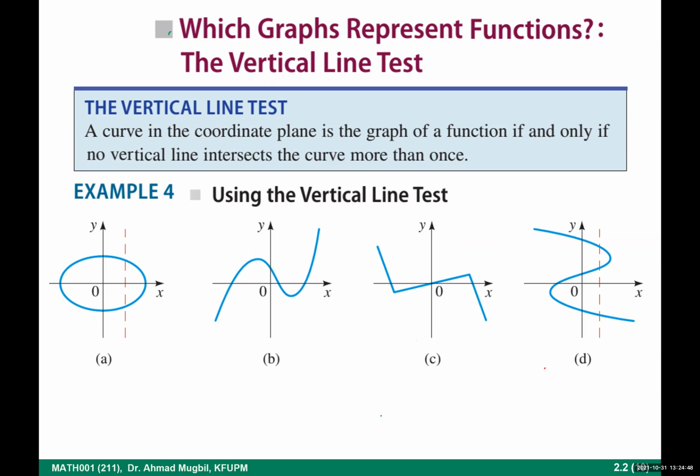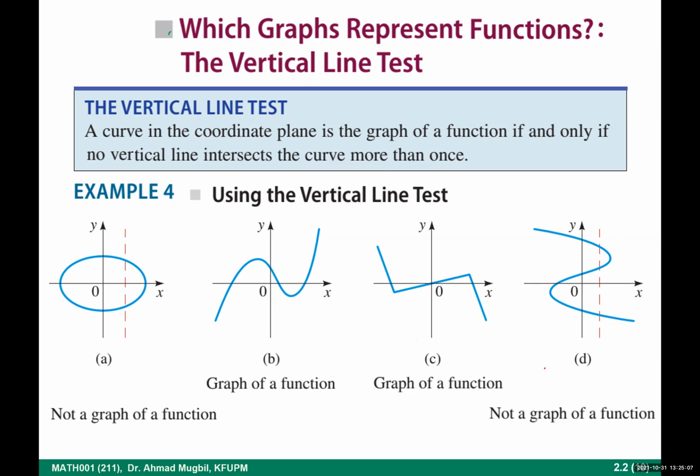Now tell me which graph represents a function and which does not. The first one, A, is not a function. It is not a graph of a function. What about B? Try to find any line that intersects the graph more than once. If you can, it is not a function. So B is a graph of a function. Also C, the last one, is not. In fact, we have a vertical line that intersects more than twice, 3 times.